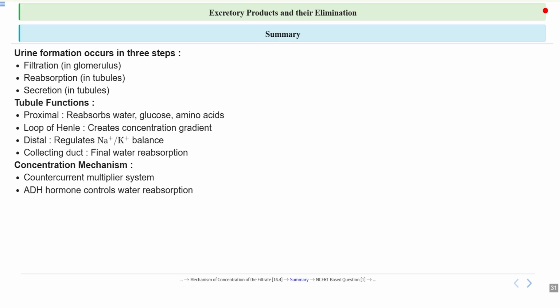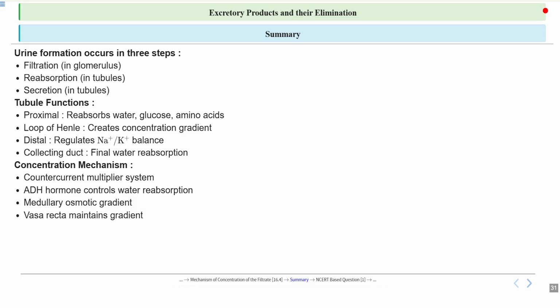ADH, or antidiuretic hormone, controls how much water is reabsorbed in the collecting duct. When ADH levels are high, more water is reabsorbed and urine becomes more concentrated. The medullary osmotic gradient is the difference in solute concentration from the cortex to the medulla of the kidney. This gradient is very important for drawing water out of the filtrate and concentrating urine.